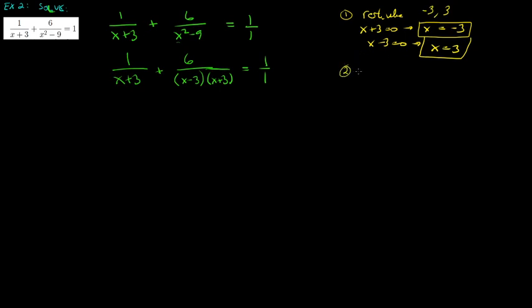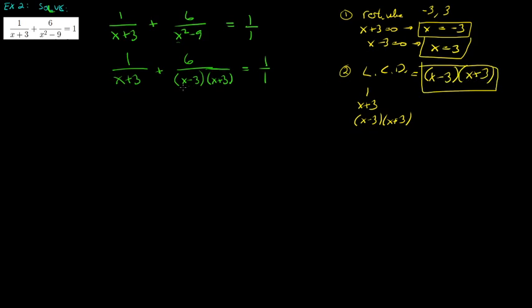Okay. Step 2, find the LCD. So notice that we have three denominators. We have the 1, we have the x plus 3, and we have the x minus 3 times x plus 3. So our LCD has to include all of these. So it has to include the 1, which, well, you can write the 1, but it's just 1, not necessary. We need the x minus 3, and we also need the x plus 3. Okay, so that's our LCD, x minus 3 times x plus 3. And you'll notice that this is already the LCD, so we don't have to do anything with that, right?